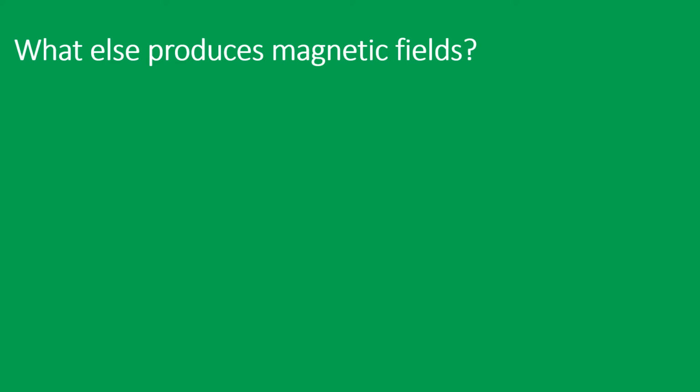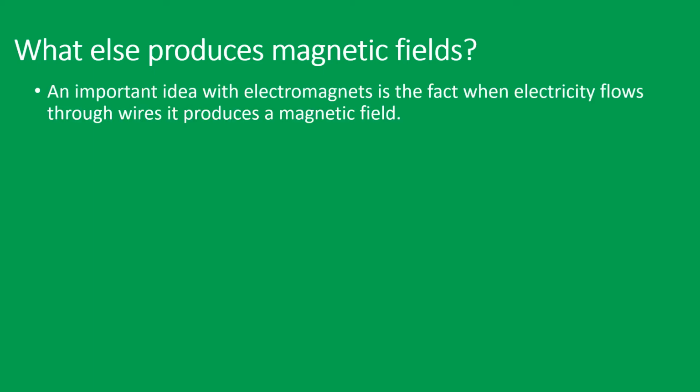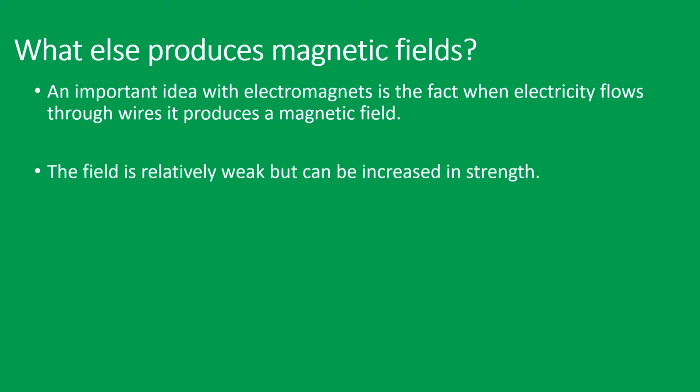What else produces magnetic fields? Well, an important idea with electromagnets is that when electricity flows through wires, it produces a magnetic field. This is relatively weak, but there are ways we can increase the strength. We can increase the current in the wires. We can coil the wire. We can increase the number of coils. Or we could use an iron core and convert it into a solenoid.